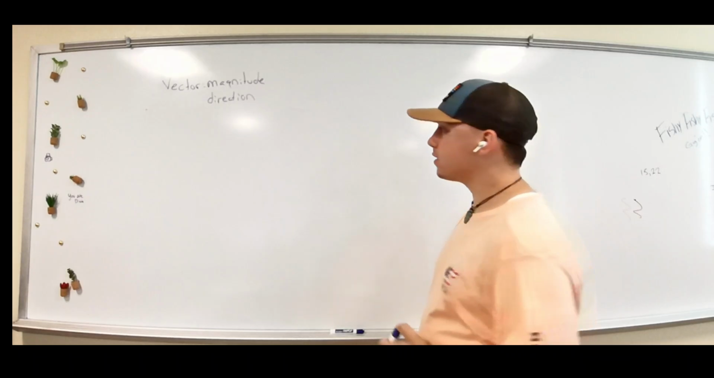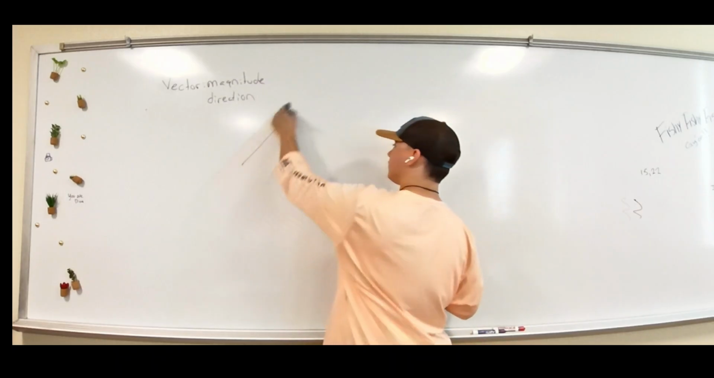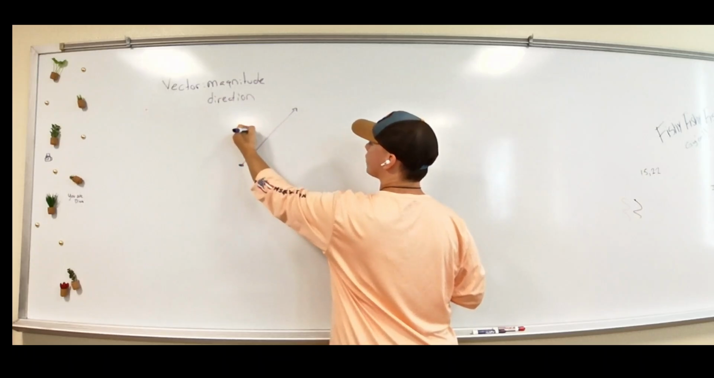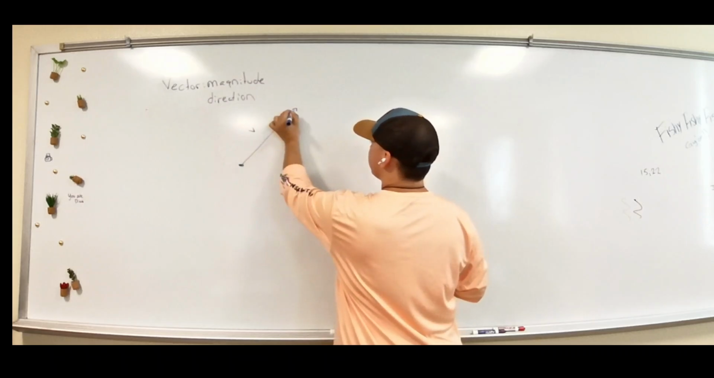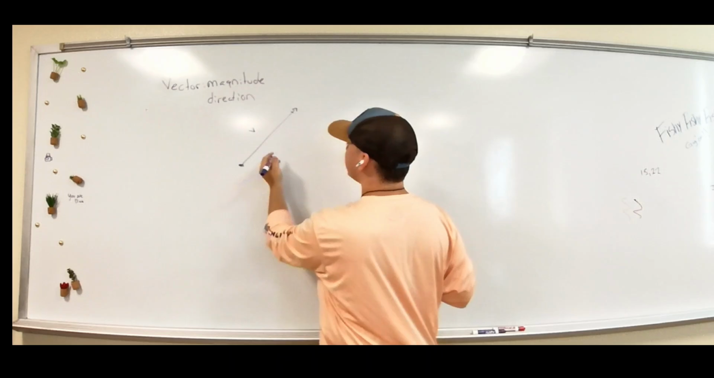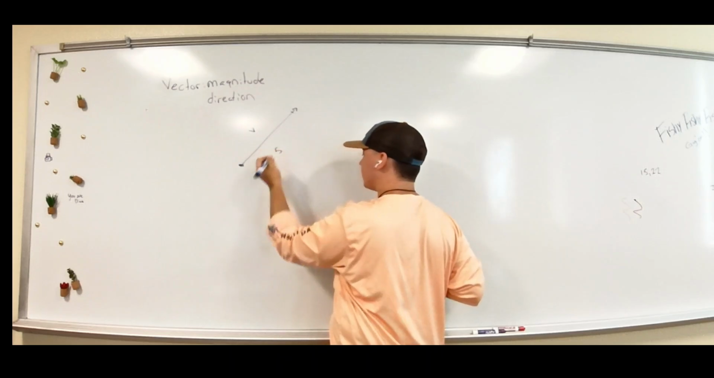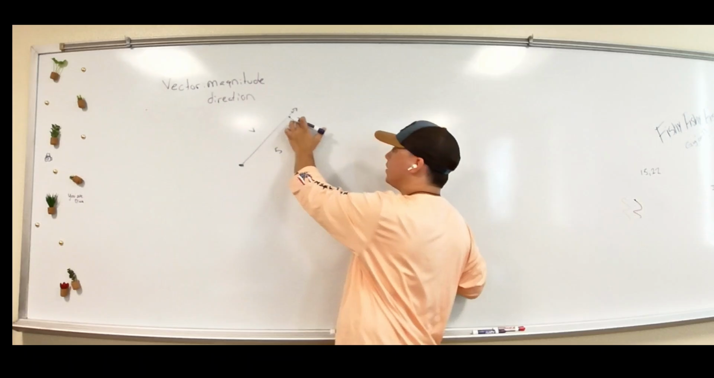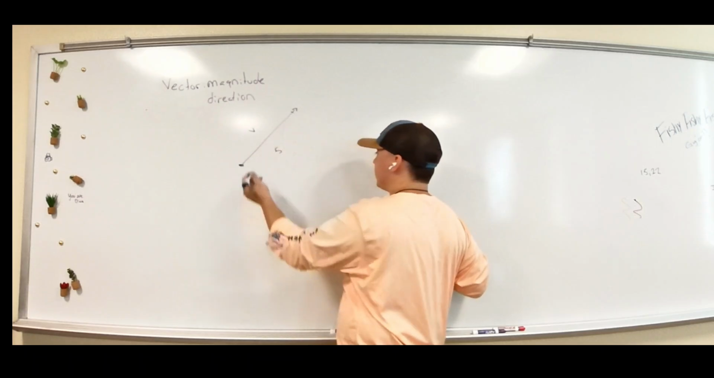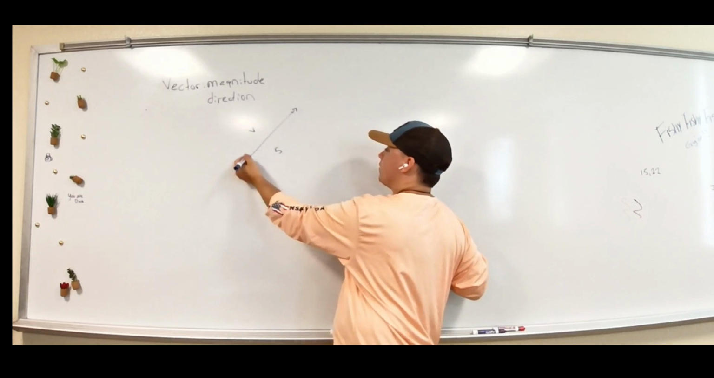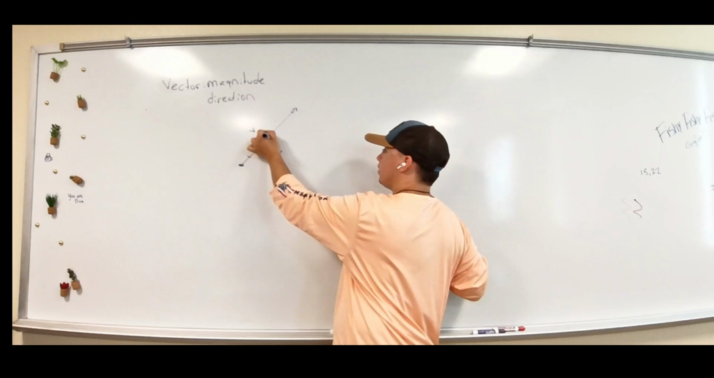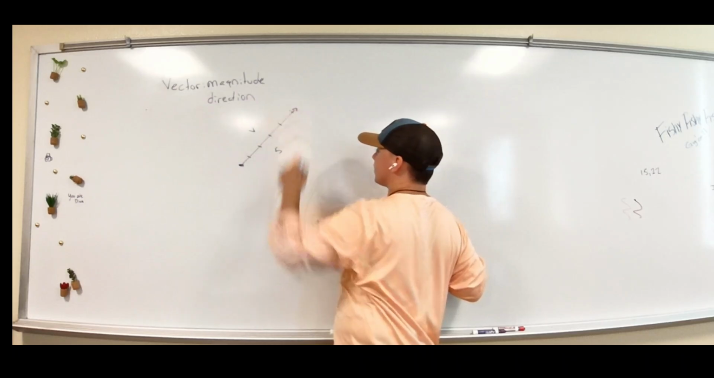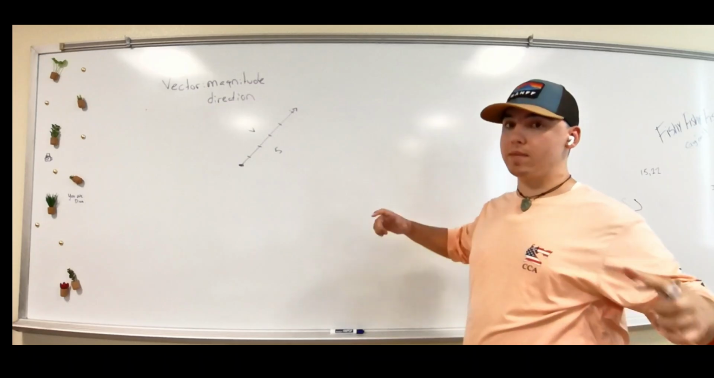Well, think about it like this. You have a vector. This is vector v. Vector v has a magnitude of, say, 5, and that means it goes 5 units in that direction. It could be 5 meters, to keep it simple. So 1, 2, 3, 4, 5, and then it stops right there. So we have a vector that is 5 meters long.